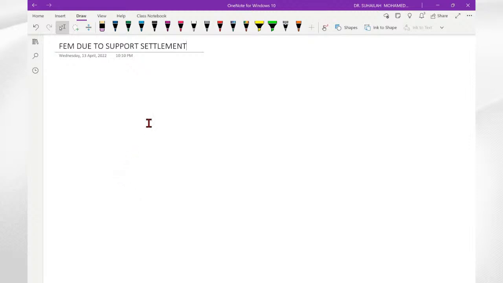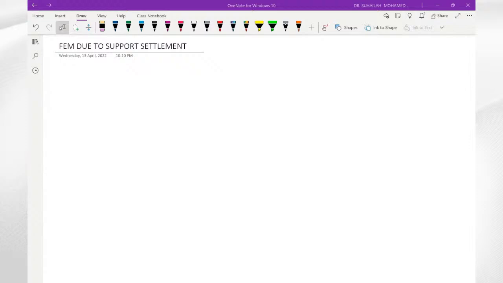Assalamualaikum warahmatullahi wabarakatuh. Okay, so tonight, malam ni, saya nak explain konsep, just a concept on how to understand fixed end moment due to support settlement. Okay, fixed end moment due to support settlement.